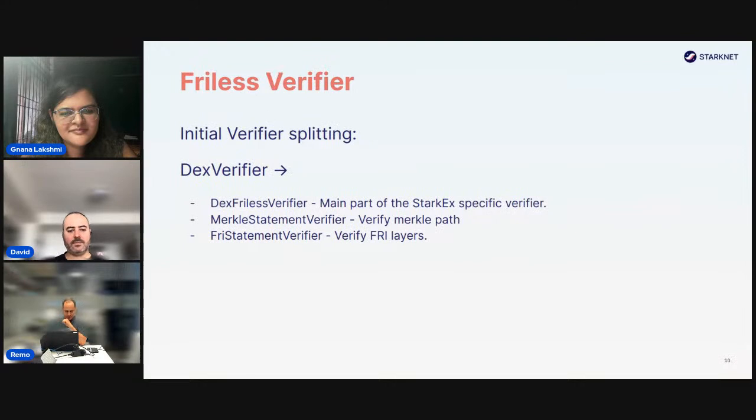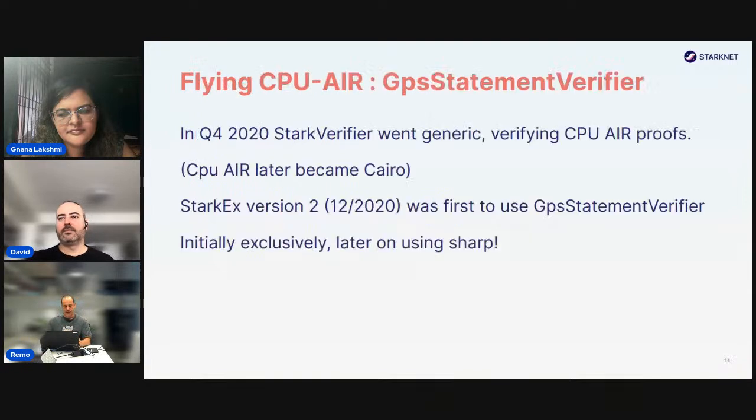Okay, so as I said, we split it into three parts: the main part of the verifier and two small parts for the Merkle and the FRI, and those parts were sufficient to offload enough parts of the proof so that it would fit.